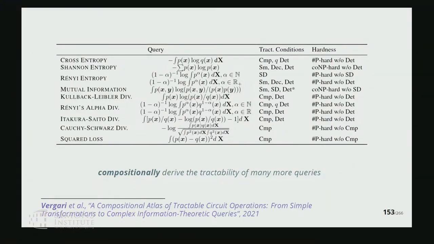And then from that, we can also derive these tractability conditions for all of these different information theoretic queries, exactly following that pipeline view we saw earlier with the cross-entropy example. So instead of having to look at each of these queries individually and trying to come up with a custom ad hoc algorithm for each, what we can actually do is use these operators to implement them really, really quickly.